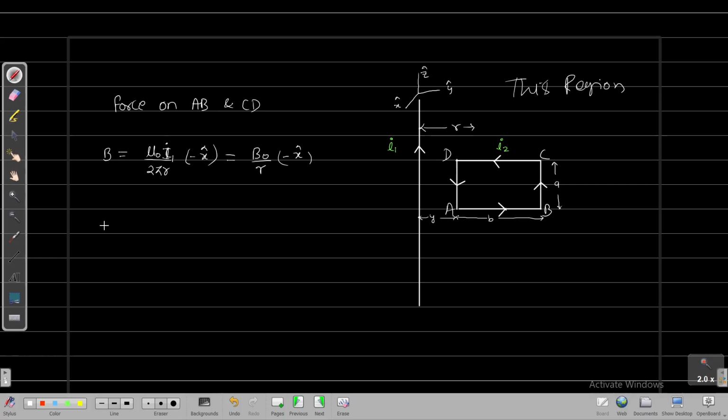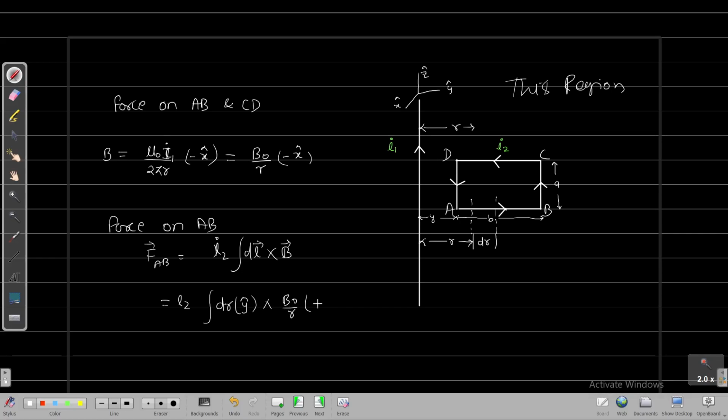Now I have to find the force on AB. We know that the F vector is the integral of I dl cross B. There is an I2 current in this, so I2 dl vector cross B vector. So what is the dl vector in direction? I will choose, let's say this is the r, at distance r I am choosing an infinitesimal element dr of wire AB. So I will write I2 and dr, and what will be the direction? It is y cap because the current is in the positive y direction, cross B. B is B naught over R, minus x cap.